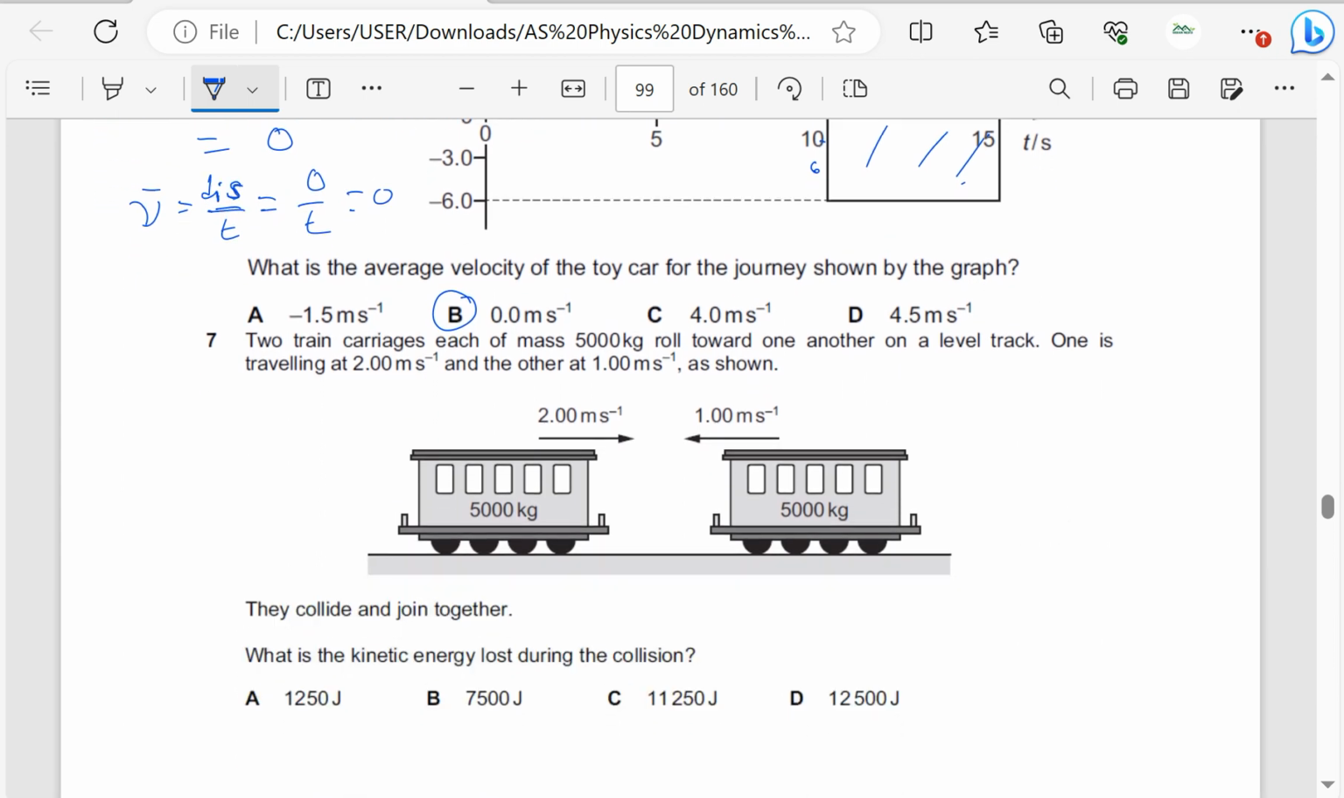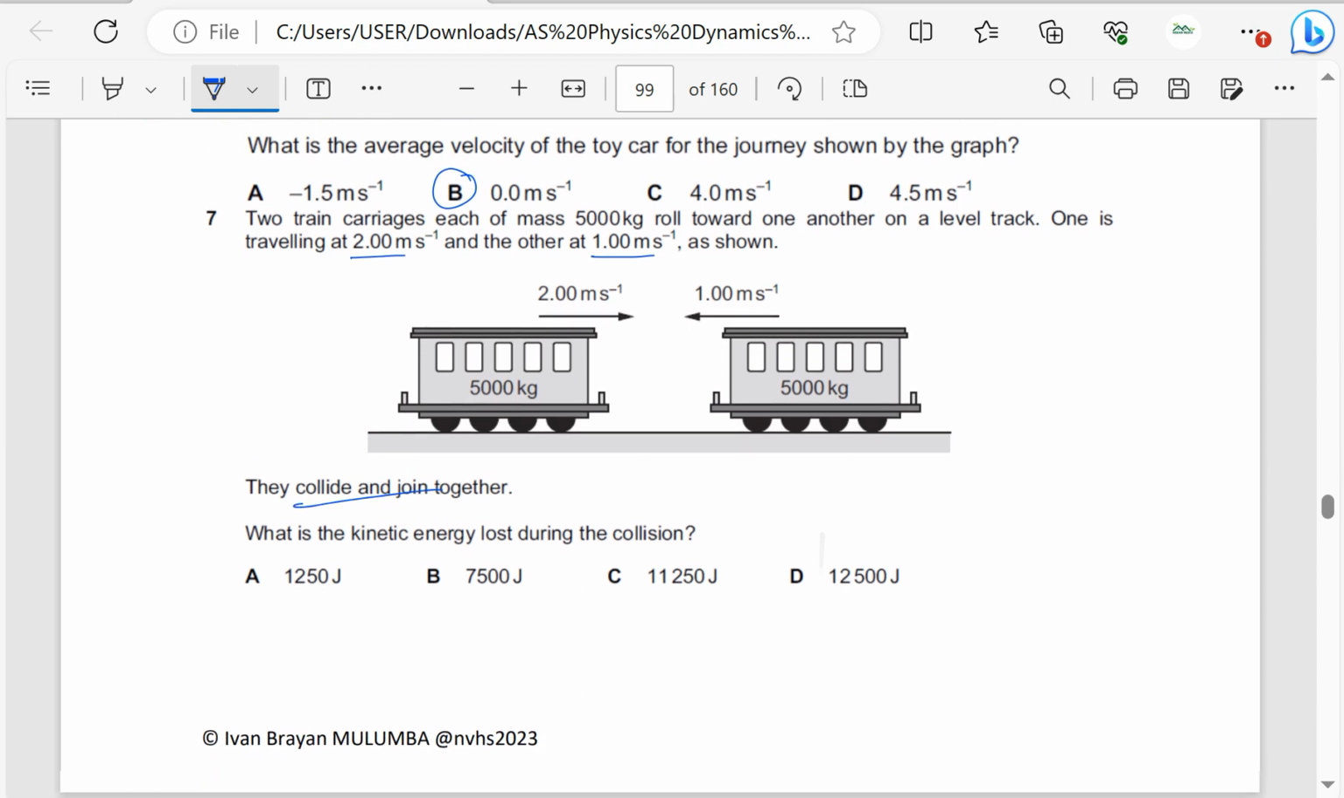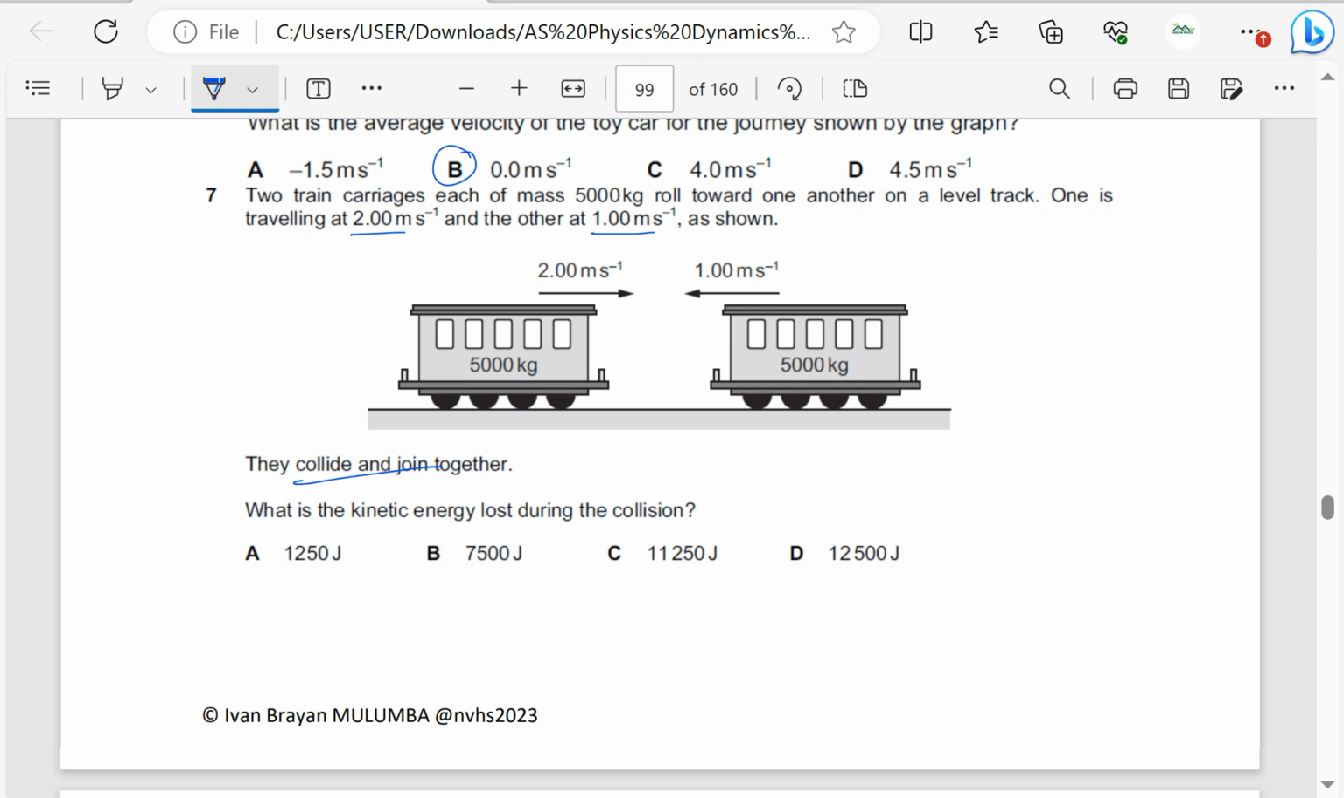Two train carriages, each of mass 5,000 kilograms, roll toward one another on a level track. One is traveling at 2 meters per second and the other at 1 meter per second as shown. They collide and join together. So that means they move as a common mass after collision. What is the kinetic energy lost during the collision?